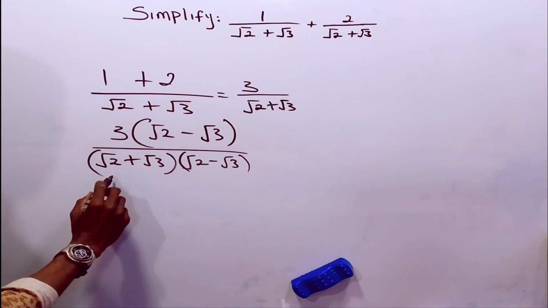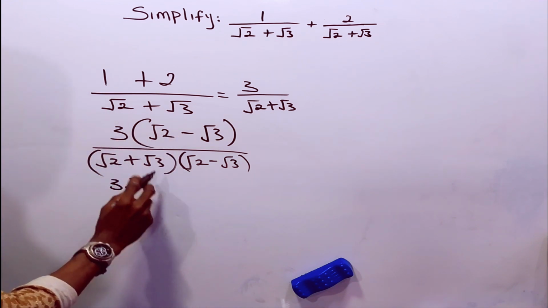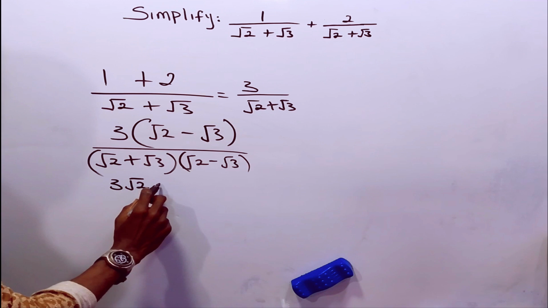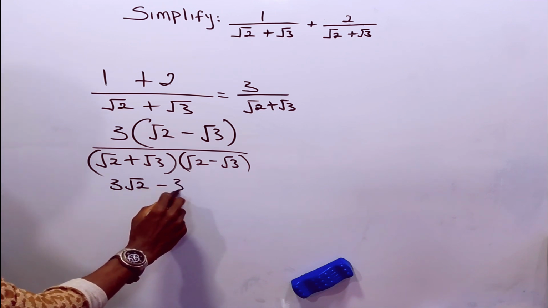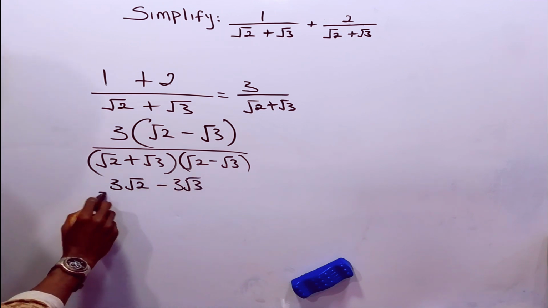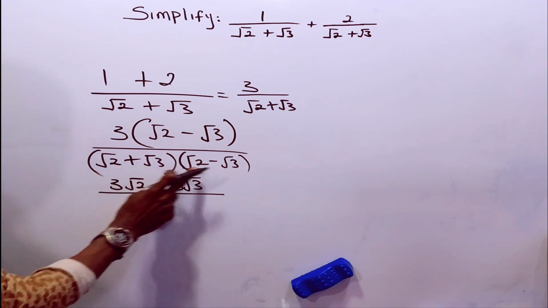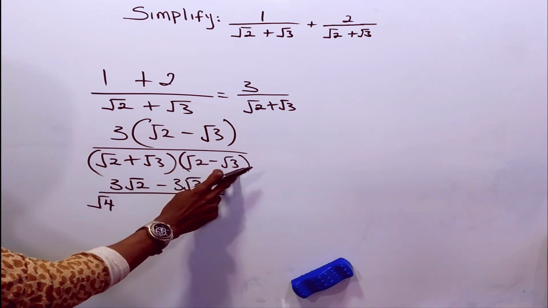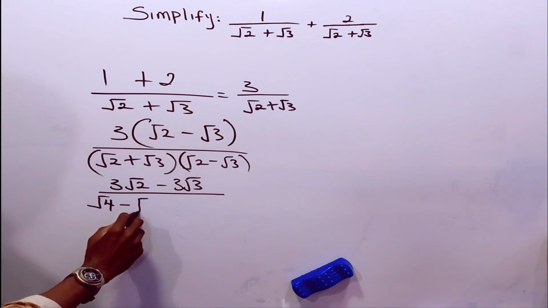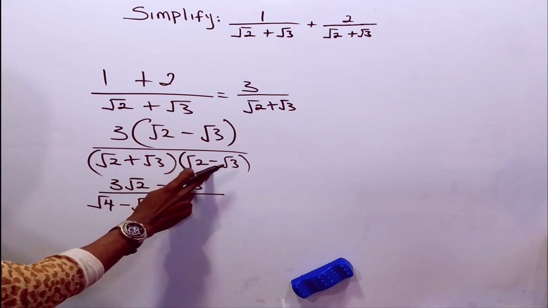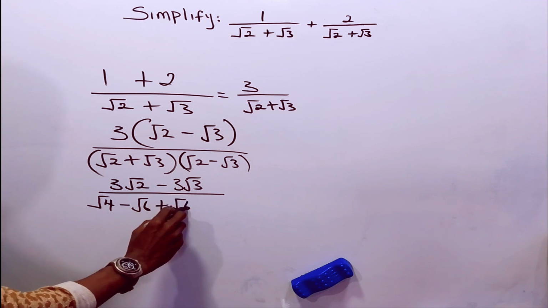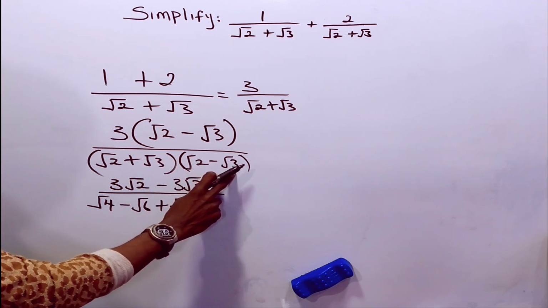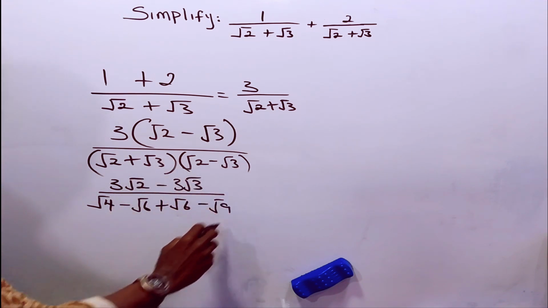So 3 times root 2 is simply 3 root 2. 3 times negative root 3 is negative 3 root 3, over root 2 times root 2 is root 4. Root 2 times negative root 3 is negative root 6. Root 3 times root 2 is positive root 6. Root 3 times negative root 3 is negative root 9.